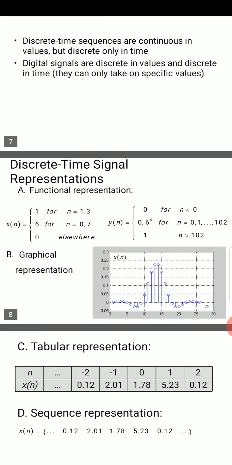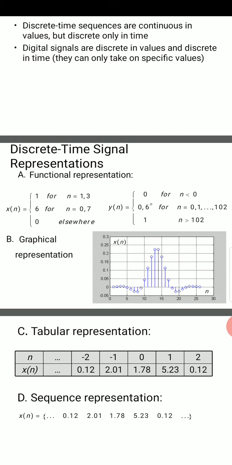Suppose the discrete time signal representation is n samples. The functional representation: x(n) equals 1 for n equals 1 and 3, and 6 for n equals 0 and 7, otherwise the value is 0. This is the discrete notation in graphical representation.